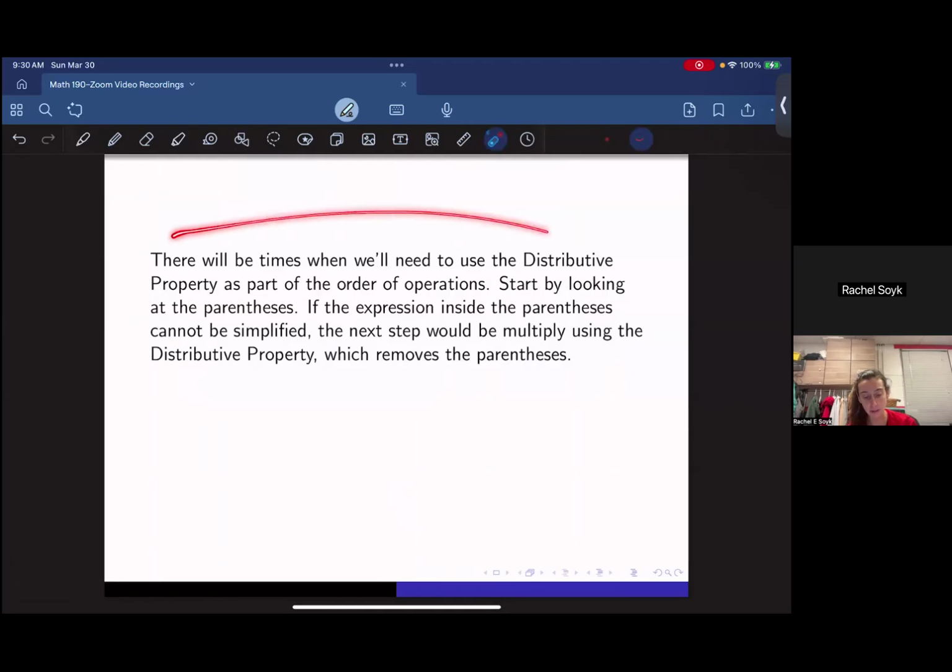Then we have a little notes page. There'll be times when we'll need to use distributive property as part of the order of operations. And we start this by looking at parentheses. We look at the groupings. If the expression inside the parentheses cannot be simplified, then the next step would be multiplying using that distributive property, which removes those parentheses.